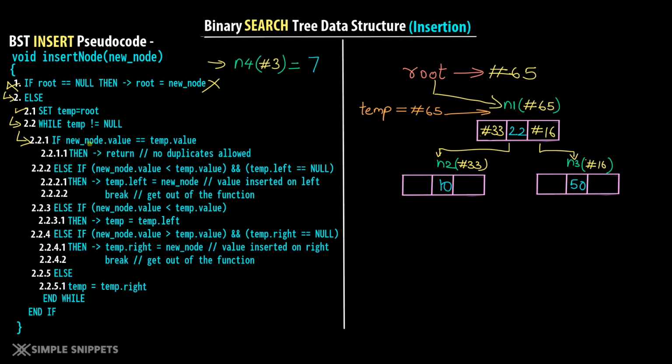We will first check if this new node's value, which is 7, is equal to temp's dot value, which is 22. It is not. So this will not be executed. We will go to 22.